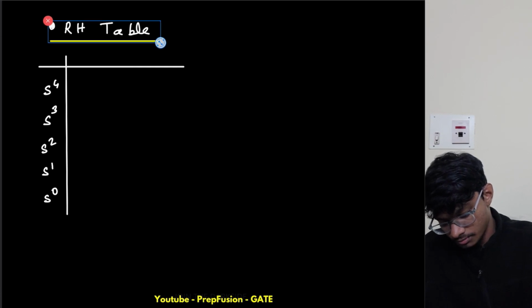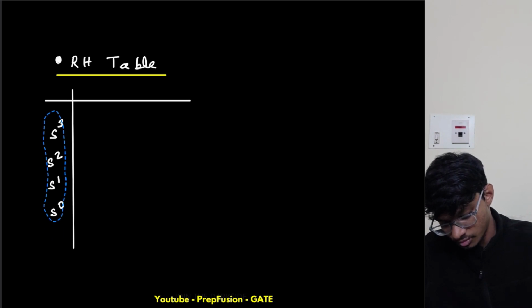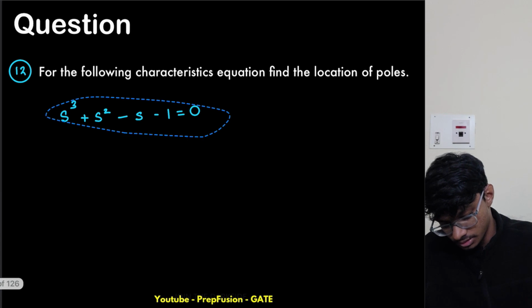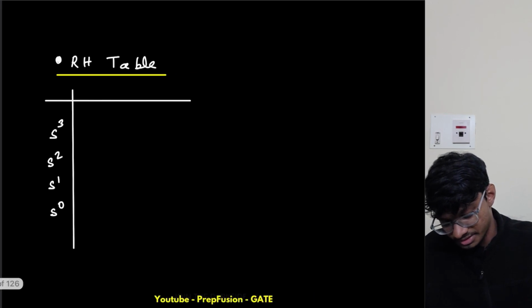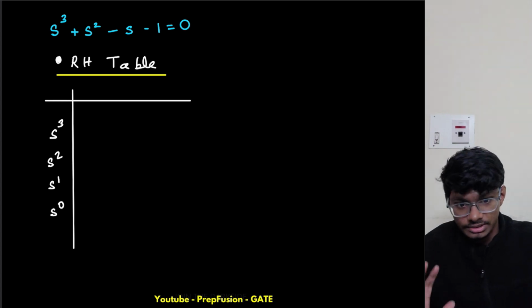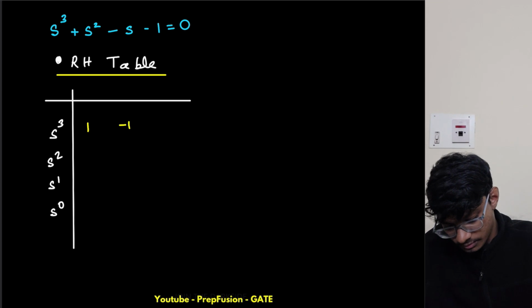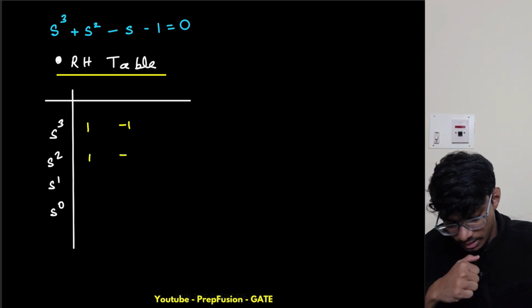I need to bring the characteristic equation also. Here I have s cube, so s cube will be the highest power, so this will go up, and I will copy this one. I'm just copying and pasting it here. So what I will do is write the basic coefficients. First I have 1, then minus 1, then I have 1 here, then again minus 1.